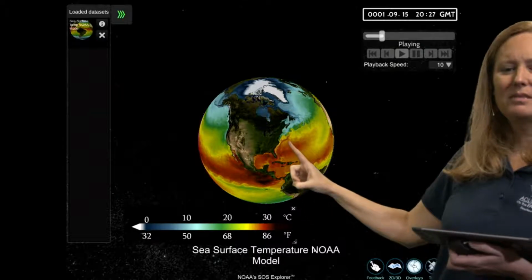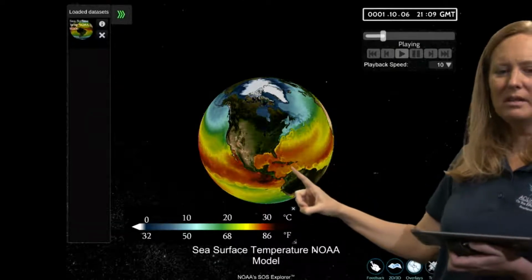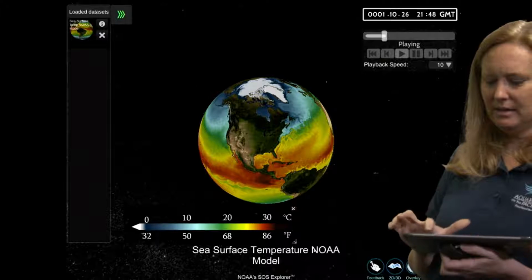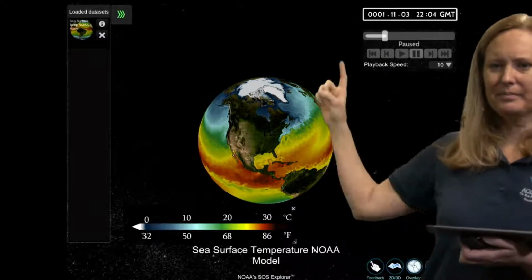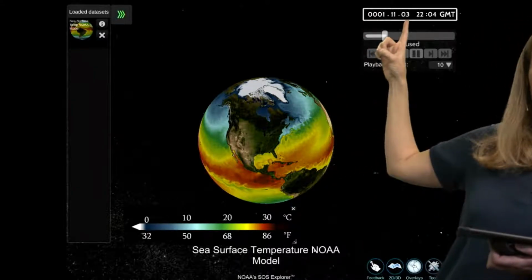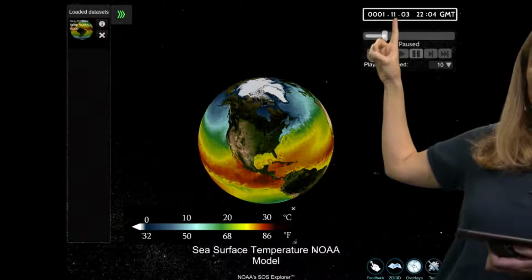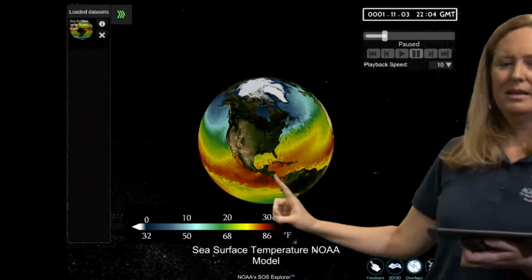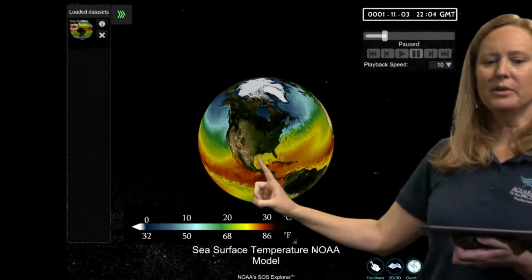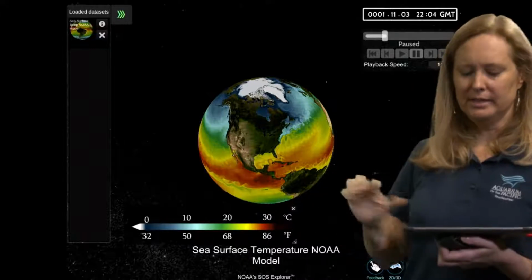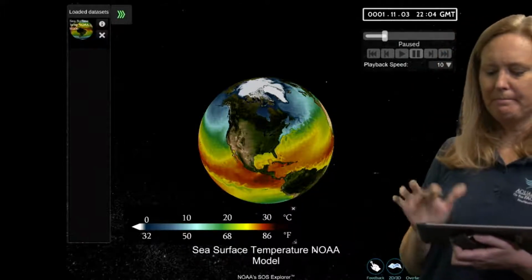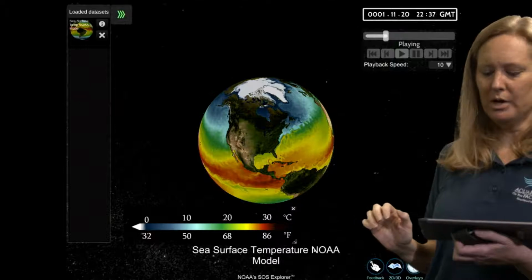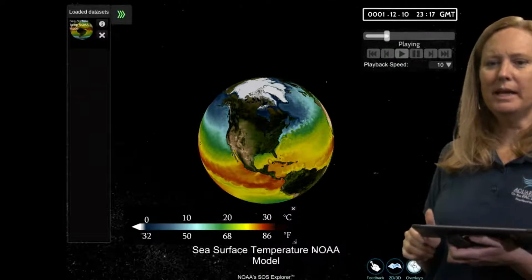And oh, look at this. Now look at how different this color is. If I pause it here, well, actually now it looks like this number has changed. It's gone up to 11. And now we see yellow over here, yellow here. California is still a little bit in that cold water region. But we'll let it keep playing out.